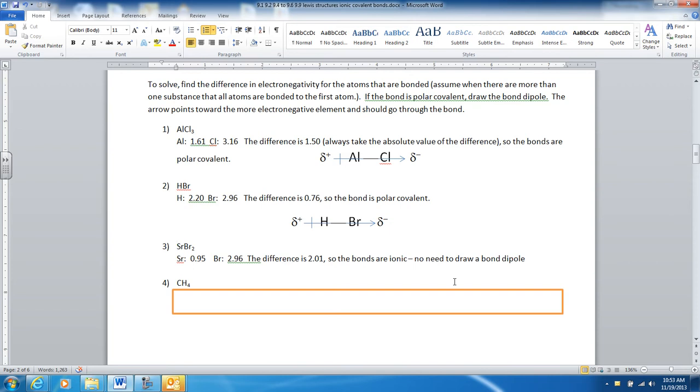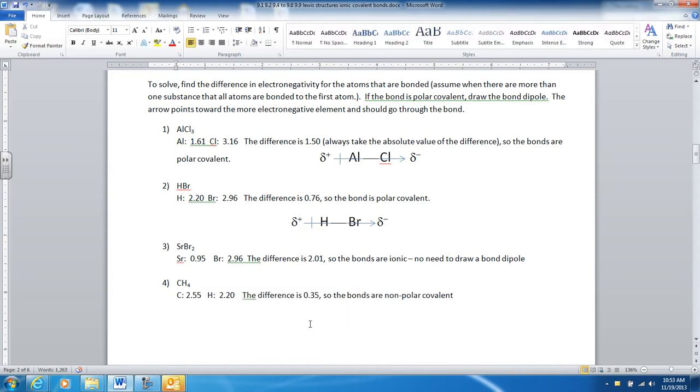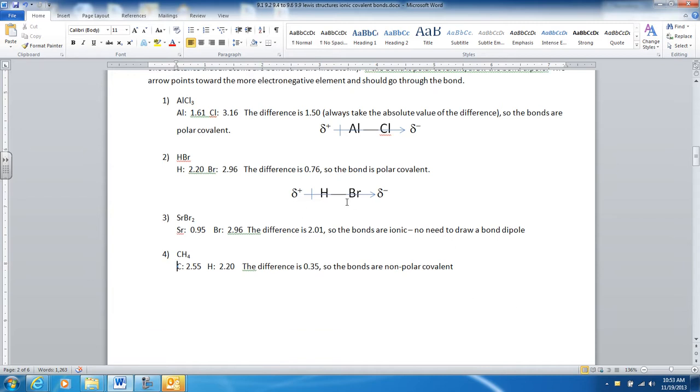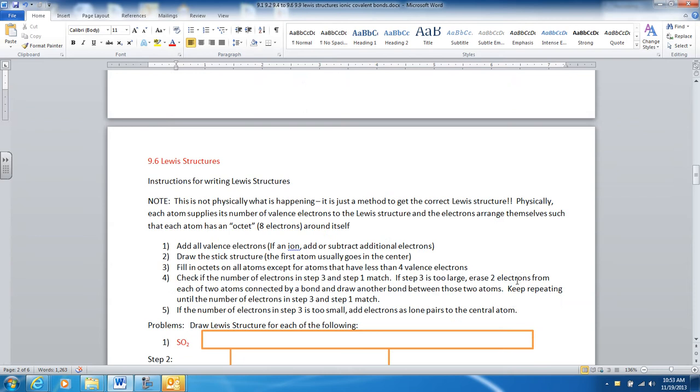Okay. The difference between these is 2.01. They're ionic. We don't draw the bond dipole. The electron transfers from the metal to the nonmetal, so bromine actually takes that electron from strontium. CH4, C is 2.55, H is 2.20, difference is 0.35. This is nonpolar covalent. We don't draw a bond dipole in there.